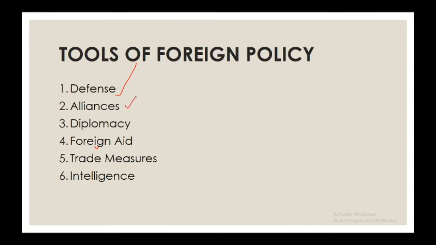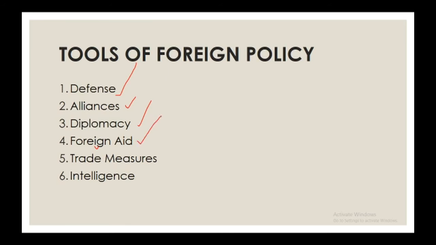Another tool is alliances. Alliances are the combination of military forces to create a strong military power. They are formed together to protect each other. The alliance that comes to my mind is NATO. It's a military alliance for the protection of the countries that are in the alliance. Diplomacy is relations and communication between two or more countries. So it is basically the formal communication between two countries.